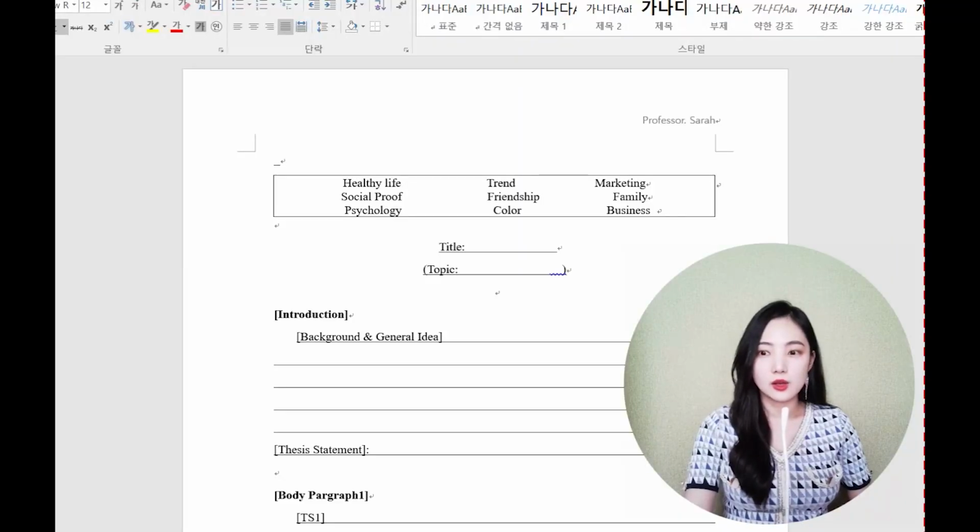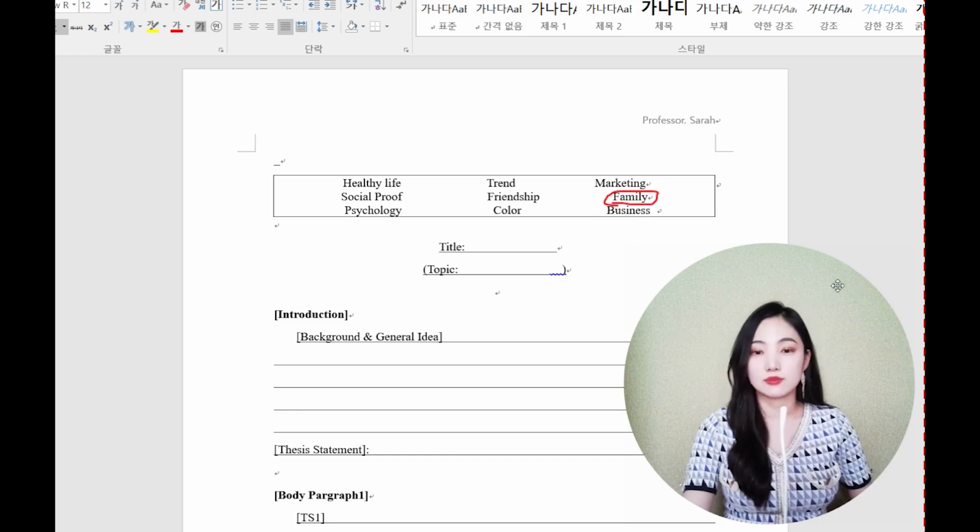Alright, I will show you a template of an essay. Let's imagine that these are the topics given to you, and you can choose any topic from it. Here, I want to choose the topic maybe family. So my topic is family. You can write it, and that's your topic, but that's not your title. You can make your title here.